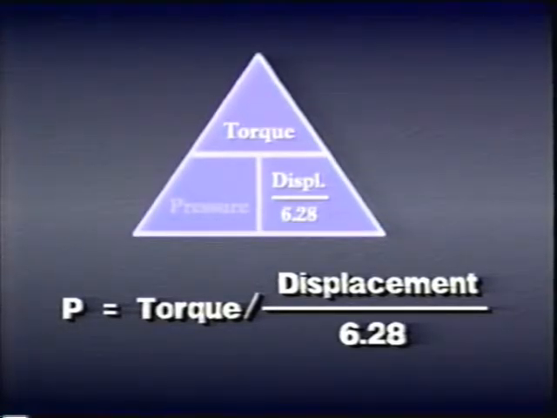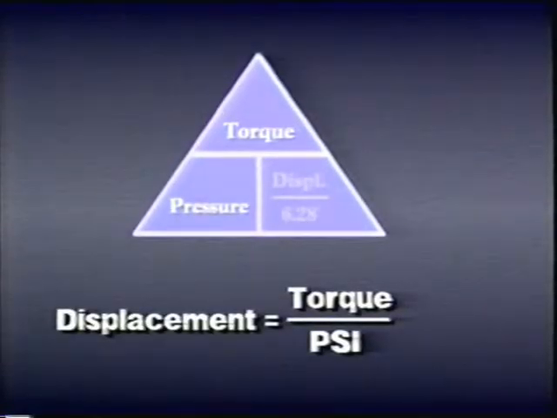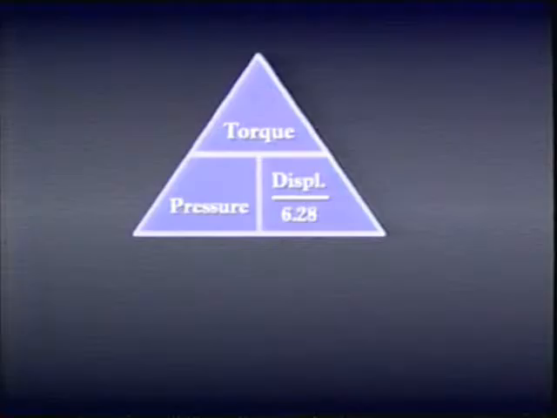Then we divide the torque by that number. Or if we want to know the displacement of a motor required to produce a specific torque at a given pressure, we just divide the required torque by the pressure, then multiply that number by the constant 6.28. Let's look at some examples.